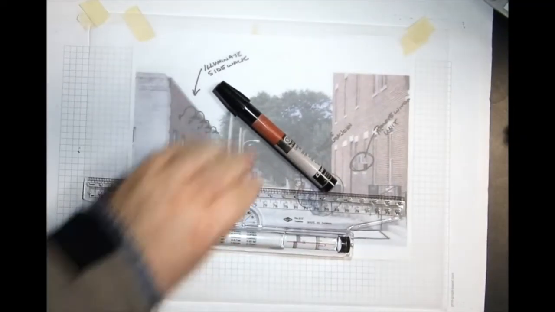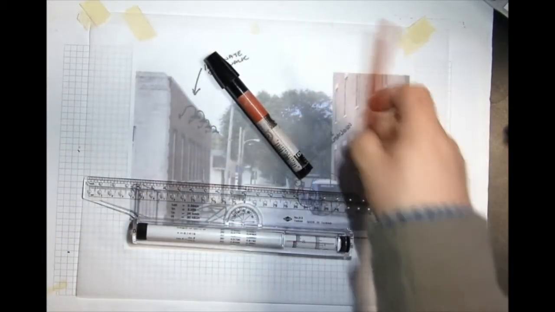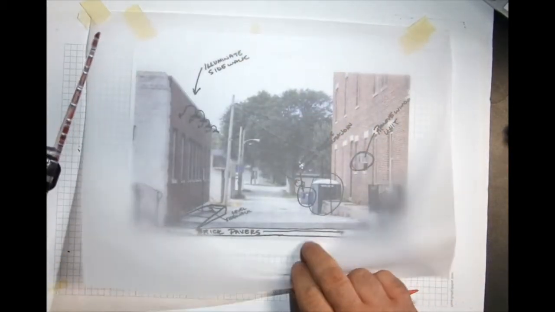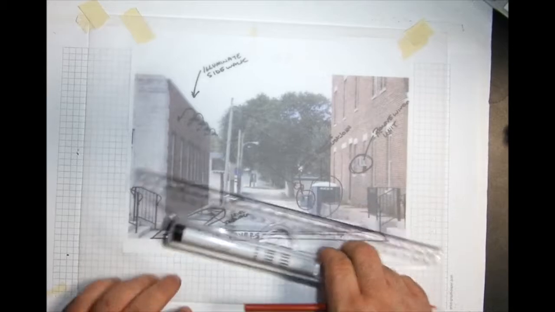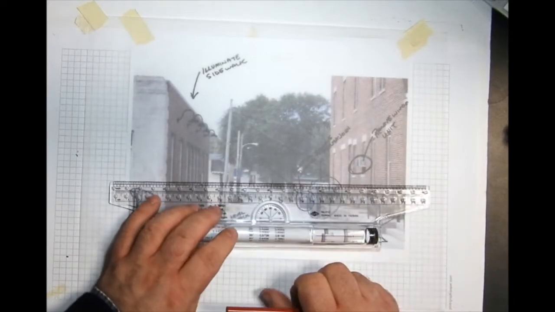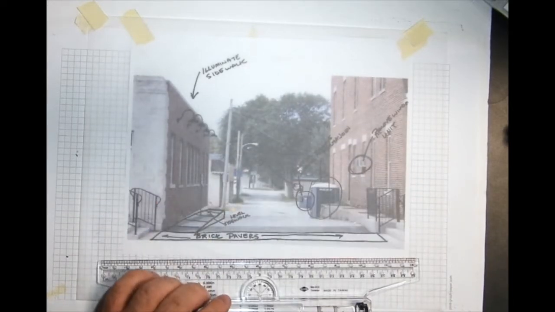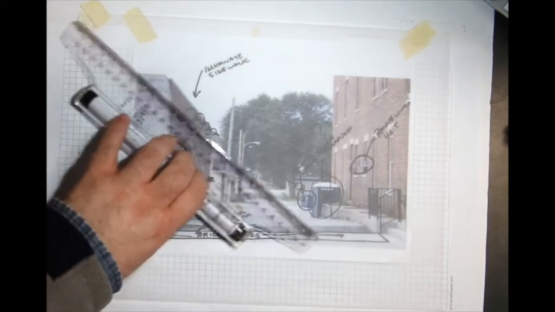All right, so we've got a red marker and a red colored pencil. We've got our underlay taped down. We're about to build up our first overlay. We've got some information already built in for some suggestions. But the first thing I want to do is identify where the horizon line is. And I do that basically twofold.